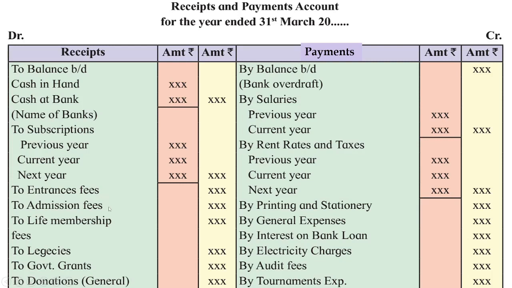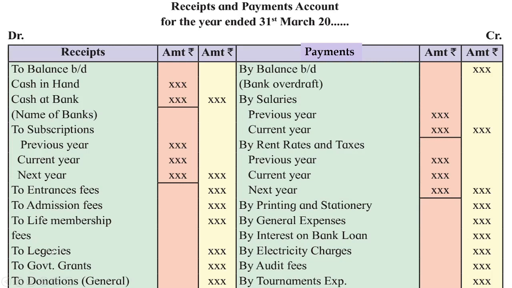Then admission fee is also a revenue receipt. Then lab membership fee: if detail about lab membership is given, then post according to that detail. If it is revenue, then transfer to the income side, and if lab membership fees is given as capital, then transfer to the liability side. Thereafter, legacies.